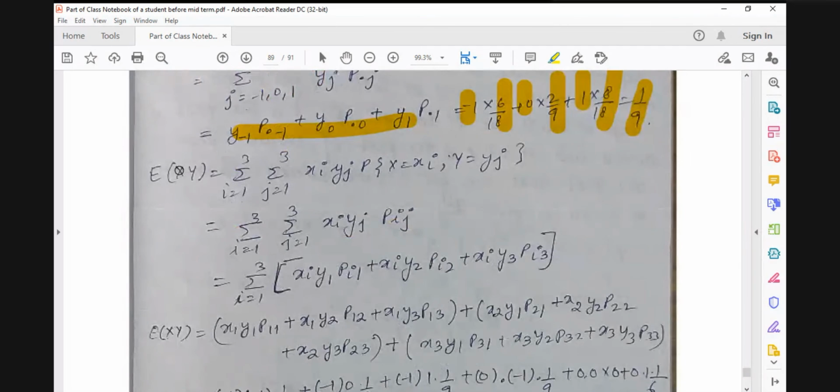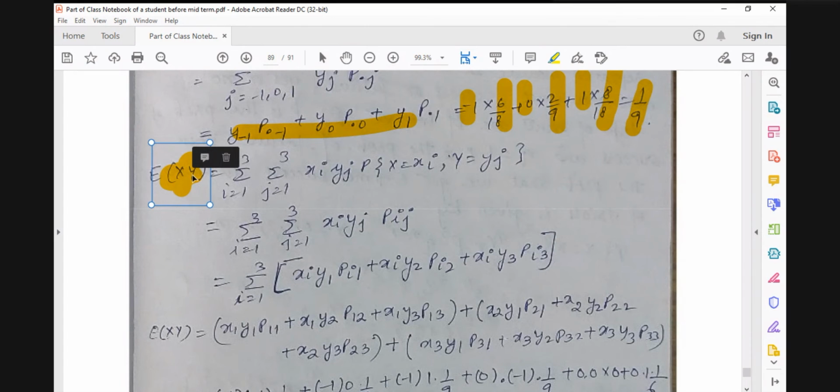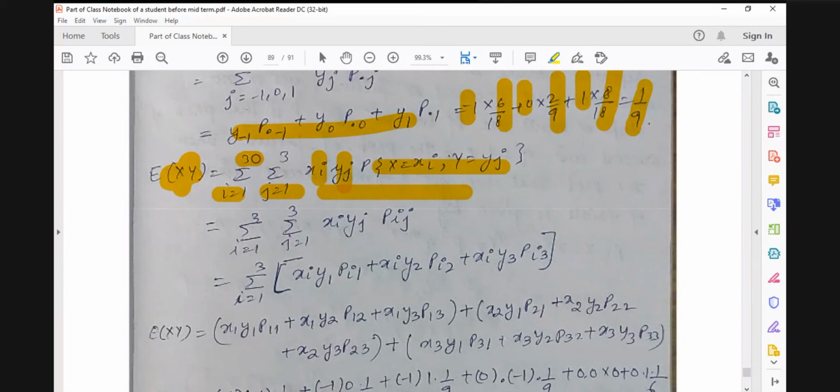Now, how do you calculate this expectation of xy? Because xy involves two random variables x and y, to calculate its expectation we require the joint probability mass function of x and y. You know that it is a product of two random variables, so its expectation is the sum of x and y values times the joint probability at x equal to xi comma y equal to yj. This is the way to define this expectation, and this i and this j take 3 values.